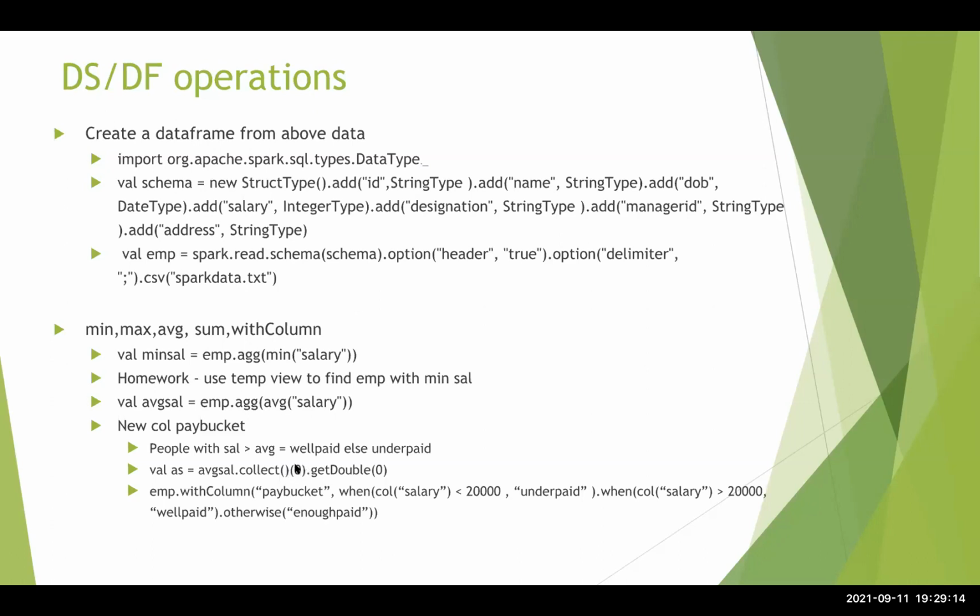So I can get 0 and I get that as a double. Then I say withColumn. So I'm adding a new column. With column, it adds a new column to this data frame. I call that column pay bucket. So this is a powerful thing.